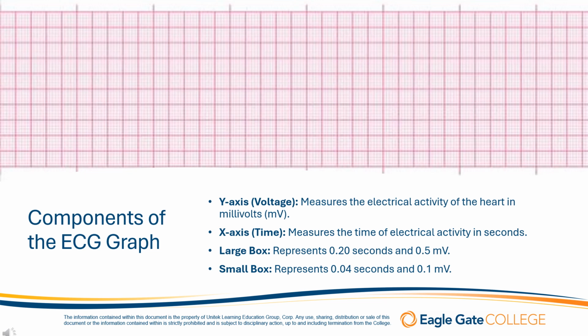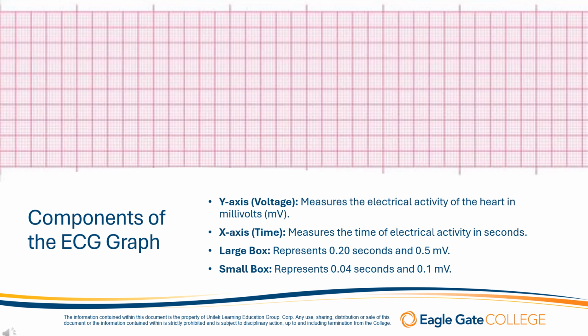Now let's look at those little itty-bitty smaller boxes that are inside the large boxes. Each small box represents 0.04 seconds of time horizontally and 0.1 millivolts vertically. Small boxes provide us with more precise measurements. These are particularly useful for calculating short intervals or any minor changes in voltage that we need to be aware of. For instance, the duration of a typical QRS complex, which should be between 0.06 and 0.12 seconds, can be measured in small boxes to ensure accuracy.